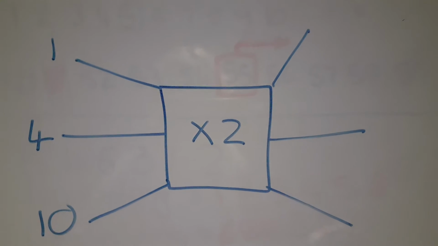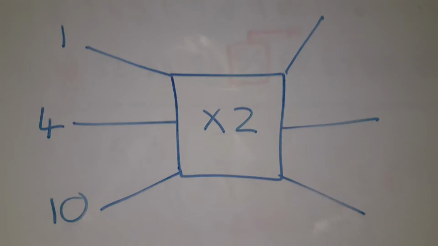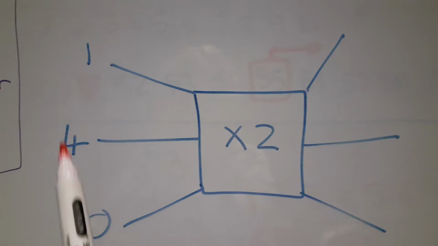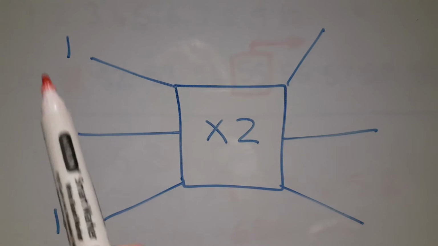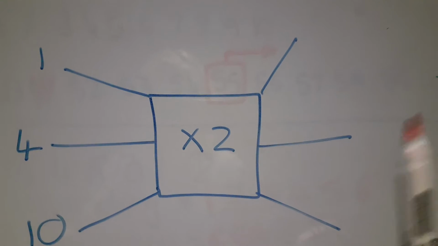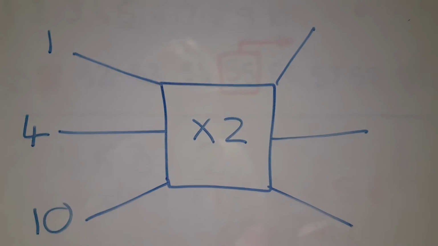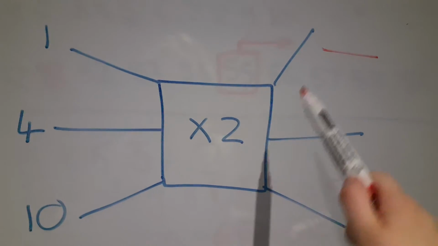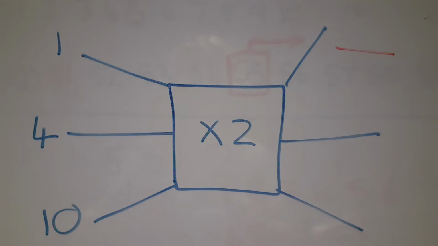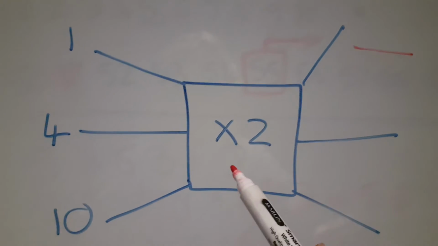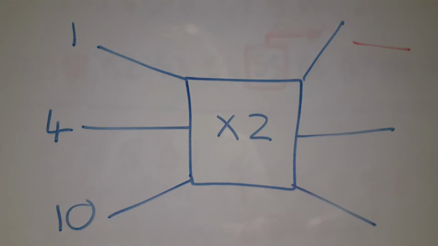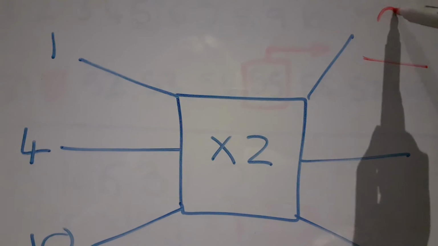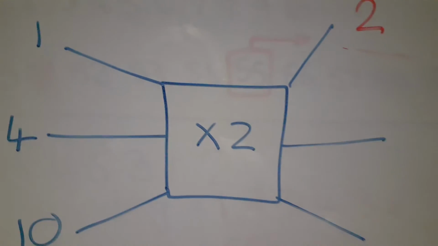So now we are looking at an example of a flow diagram, and I'm sure you've seen these before. So we have 1, 4, and 10. But now 1 needs to get to the other side of the block. But to get to the other side, it needs to go through the block. So if 1 wants to get to its new spot, it needs to be times by 2. So remember, 1 times 2 is 2. I know you know that one.